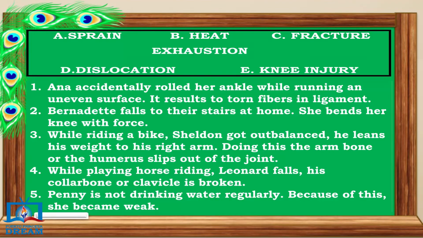1. Anna accidentally rolled her ankle while running on an uneven surface. It resulted to torn fibers in ligament. 2. Bernadette falls to the stairs at home. She bends her knee with force. 3. While riding a bike, Sheldon got outbalanced. He leaned his weight to his right arm. Doing this, the arm bone or the humerus slips out of the joint.